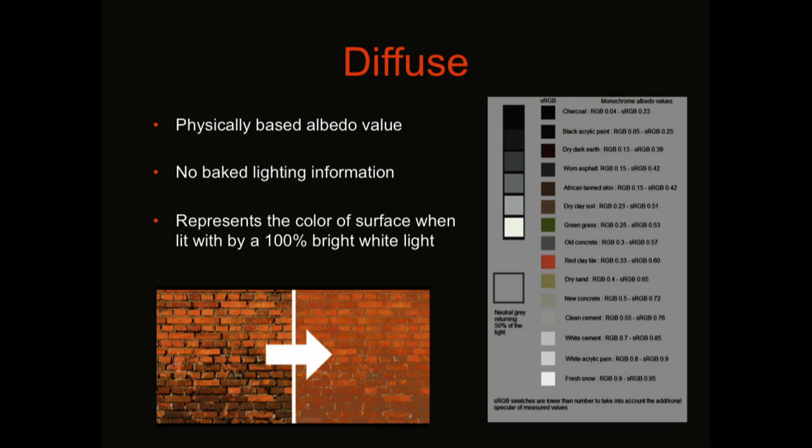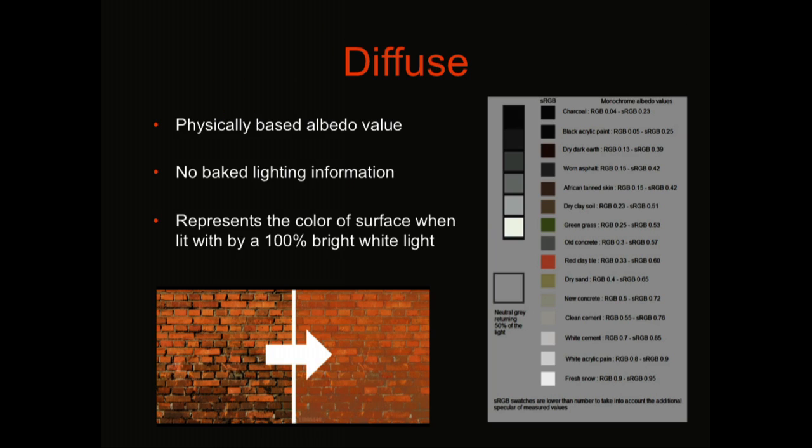What's really different from traditional models is that the diffuse map for physically based rendering systems shouldn't have any baked lighting information in it. So no more ambient occlusion maps or cavity maps baked onto your diffuse maps, since that will only mess up the shaders.